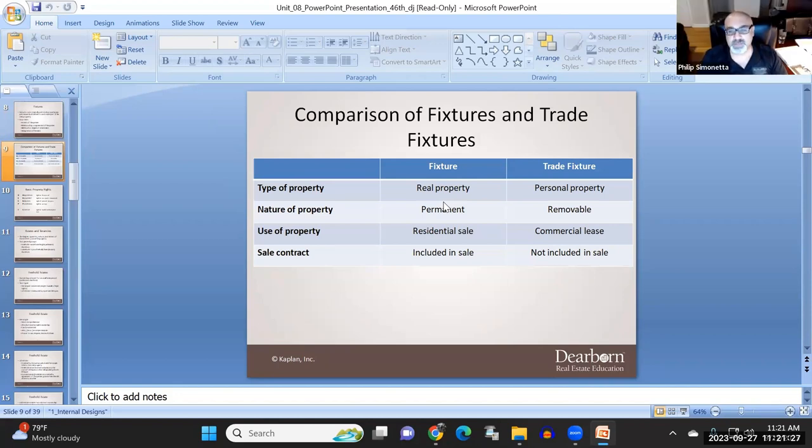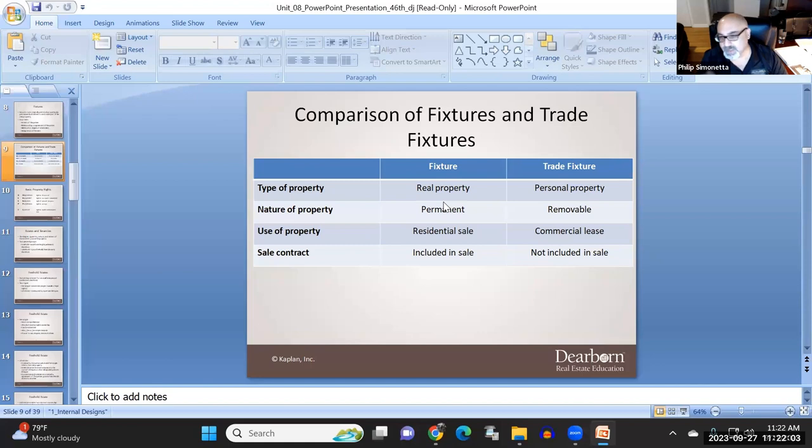So let's look at a comparison here. Now you have fixtures and you have something called trade fixtures. Fixtures are in residential property. Trade fixtures are in commercial property. So a fixture is real property. It's like a fan that you installed, a chandelier you put in. It's permanent property. It's in residential sales and it's included in a sale. The fans are included. It's all included unless you say it's not included.